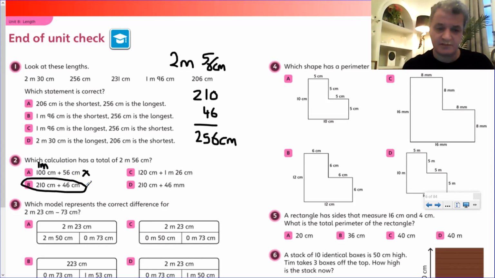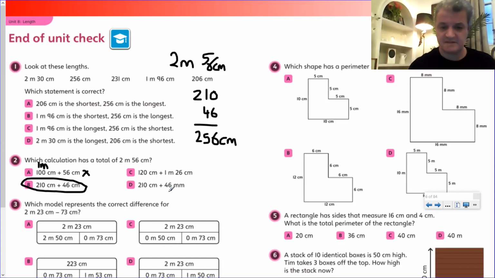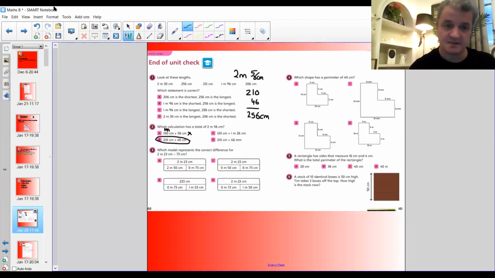That would be equal to 2 meters 56. You can see here, this is a millimeter answer, so that would be 4.6 centimeters. So that's going to be 214 over. And again, this is going to be 2 meters 46. So we know for definite that that is the correct answer.